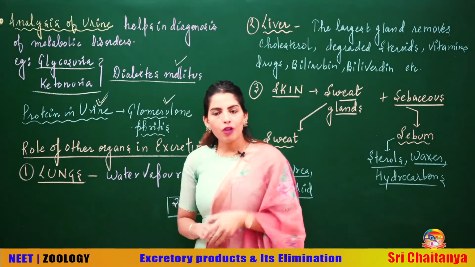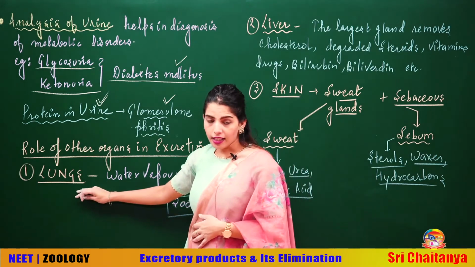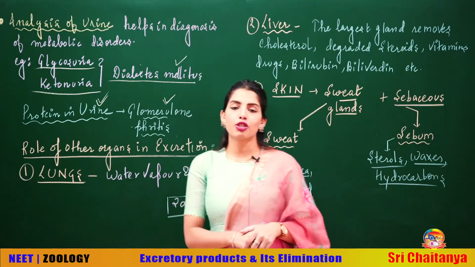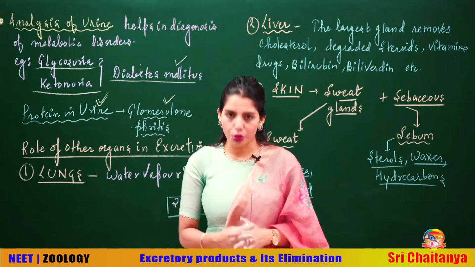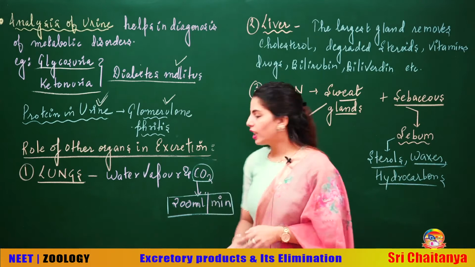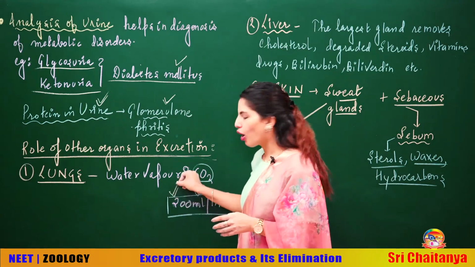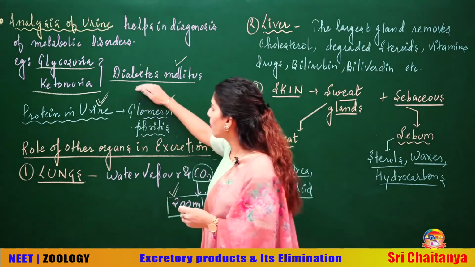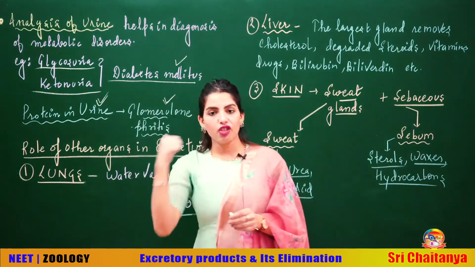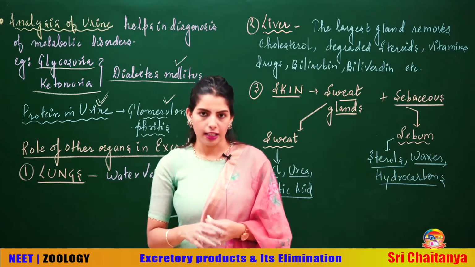Anyway, now talking about the role of some other organs in excretion, students, we have the lungs, and lungs can also help in excretion of a large amount of water vapor as well as CO2. There is information given in your NCERT that your lungs can remove 200 ml of CO2 per minute. Also remember students, I have not mentioned the questions, but questions on this topic, the role of other excretory organs, have also been asked in NEET.